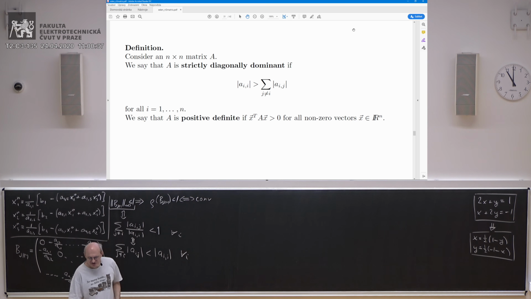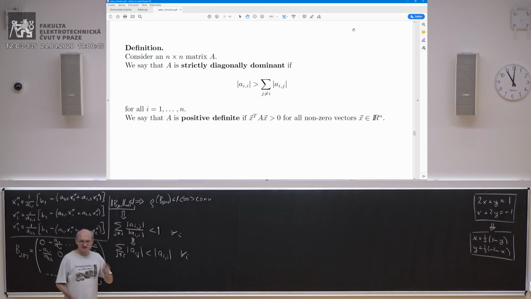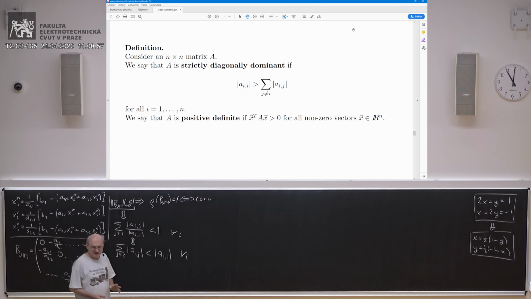Here we introduce two notions. The first one is the notion of a strictly diagonally dominant matrix. And when you look at the condition, it's exactly what we have over here. Then there is a second notion which is also useful in applications, but it's not so easy to recognize just by looking at the matrix. This is a more advanced notion.